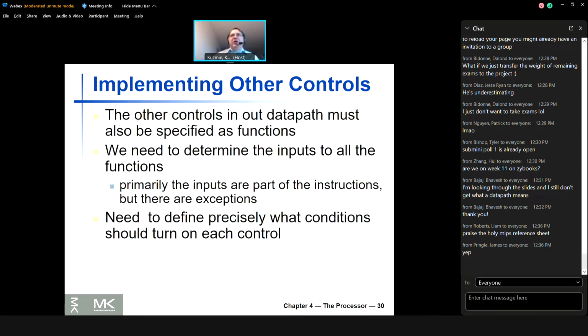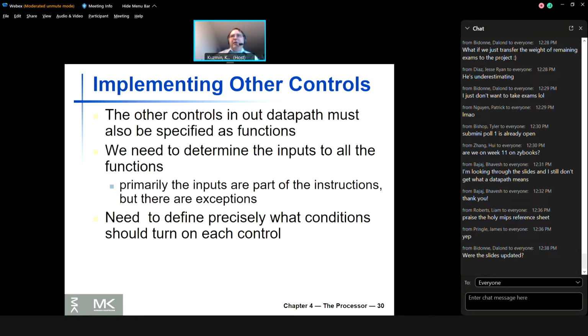To implement those other controls not related to ALU operation, we first need to understand where the inputs for those control signals are coming from. The vast majority of inputs would be coming from the instructions, so from the code of the instructions, like opcode, funct, and all those register names or register numbers, and so forth. There are a few exceptions, and we will talk about them.